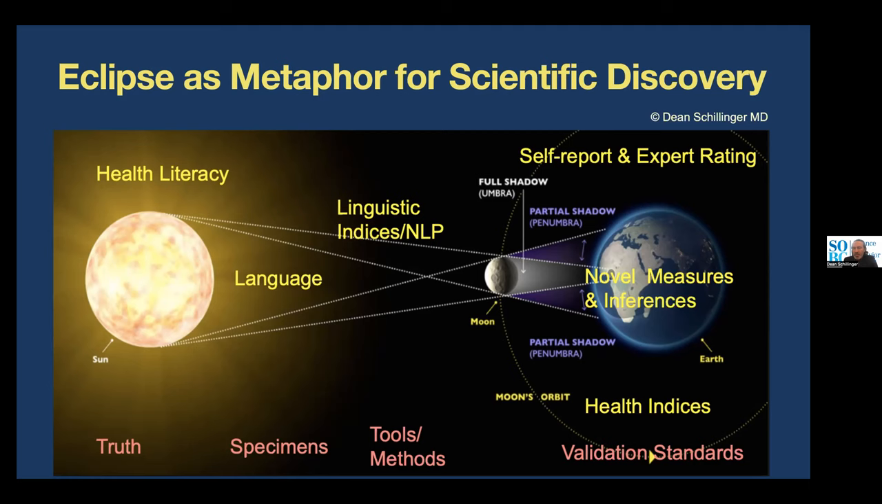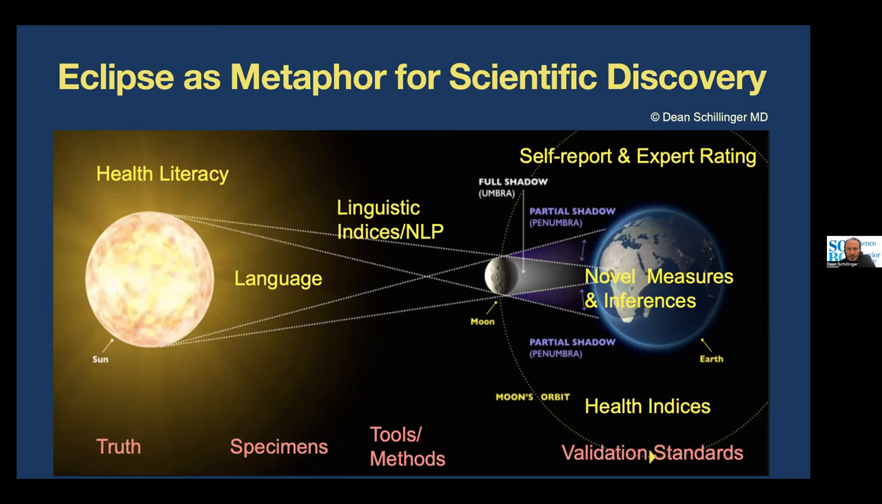We then, as we're standing on Earth, apply these linguistic indices to the language to try to measure health literacy. We then attempt to validate what we are seeing in the shadow of the eclipse against other measures we're taking. So in our case, in the Eclipse Project, we have on the bottom health indices, people's blood pressure control, their hemoglobin A1C, their diabetes control, and on the top, people's self-report of their communication with their physician.